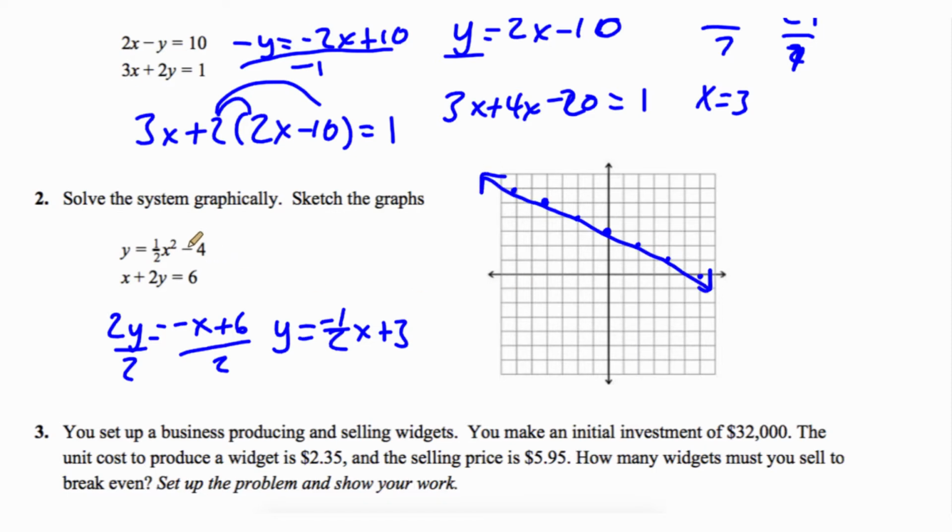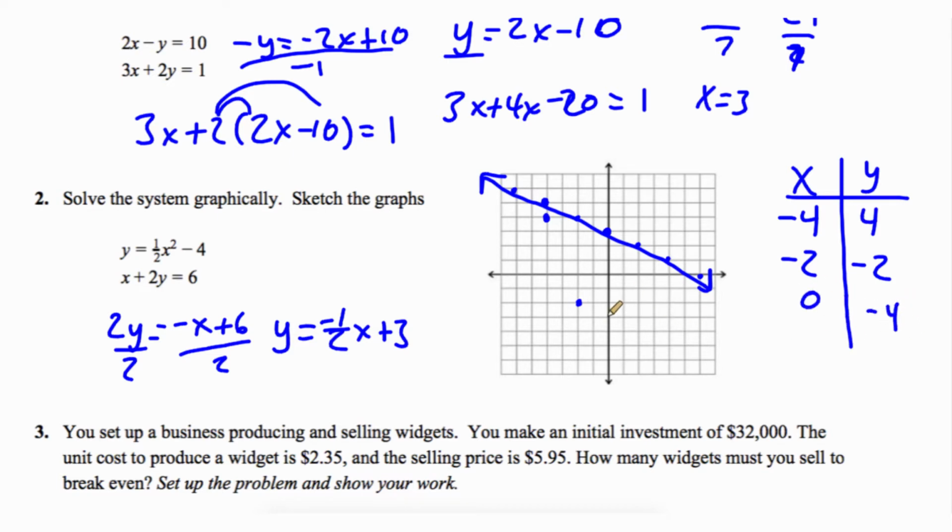Now with our second equation, we may want to make ourselves an x and y chart in order to get some points to plot out. If we plug in negative 4 for our x, we end up getting 4 as our y value. So we'll plot that point, go left 4 spaces and up 4 spaces. If we plug in negative 2 for our x value, we'll get negative 2 as our y value, so we're going to go left 2, down 2. If we plug in 0, we're going to get negative 4.